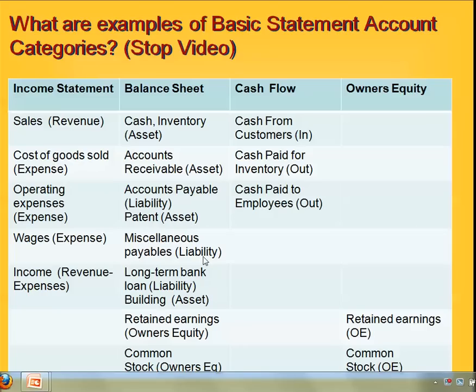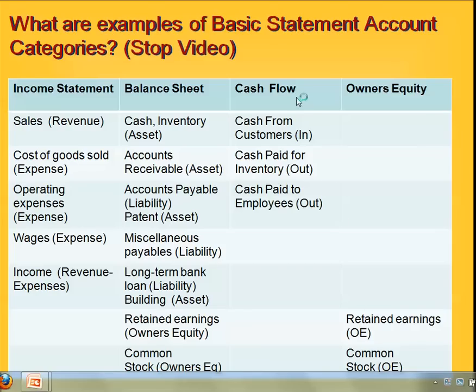Miscellaneous money you owe people, that would be a liability. A long-term bank loan, that would be a liability. You have to pay that back. Your building, obviously that would be an asset. And then we have 2 categories down here, retained earnings and common stock. That would be considered owner's equity. And those would also appear on the owner's equity statement, retained earnings and common stock.